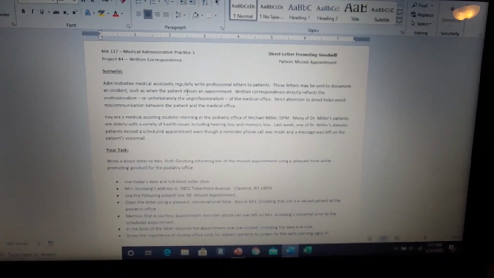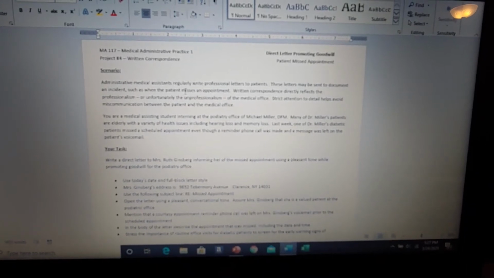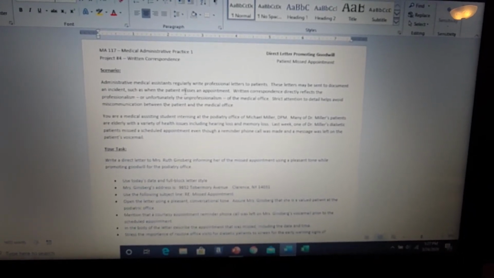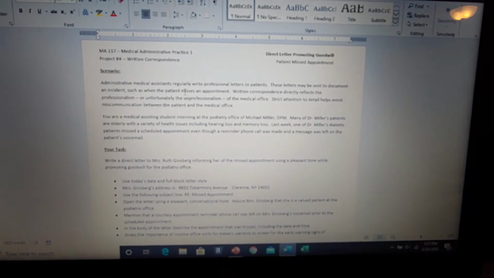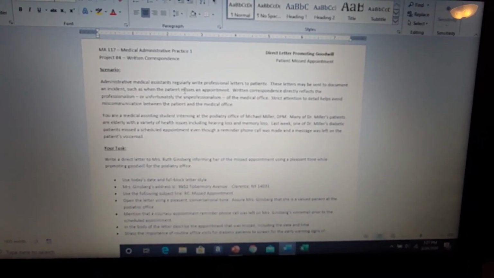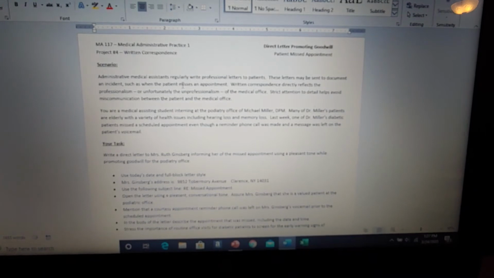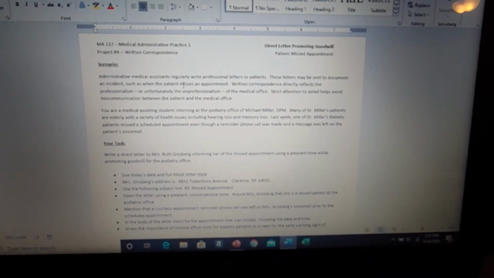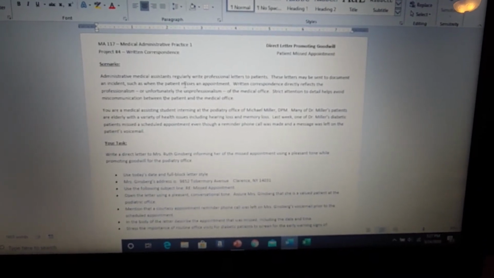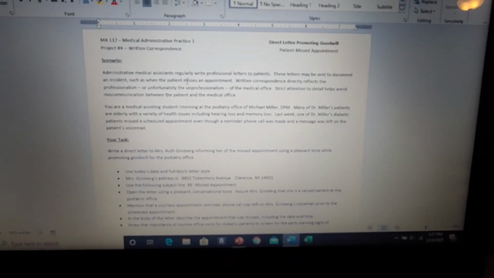You're going to write a direct letter to Mrs. Ruth Ginsburg. If you don't know who Ruth Ginsburg is, look her up, Ruth Bader Ginsburg. She's a real person. She's 90 some odd years old. I think it's always great to have a visual of the person that you're writing to. Know who your audience is before you start writing. So you're going to inform her that she missed an appointment. You're going to try and use a pleasant tone and promote goodwill, but also be firm. So that's a tricky business right there.